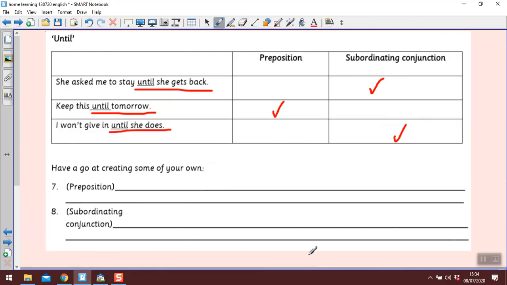And again, have a go at writing two sentences where until has been used as a preposition and as a subordinating conjunction. Do not forget your punctuation. Pause the video while you write them.